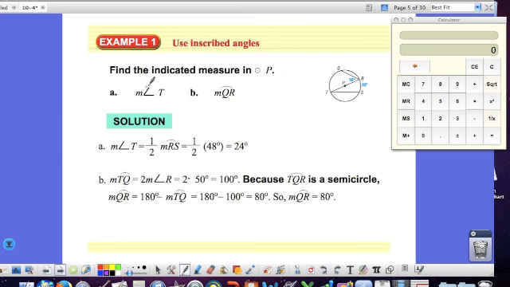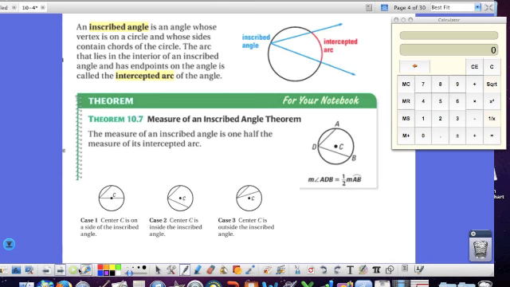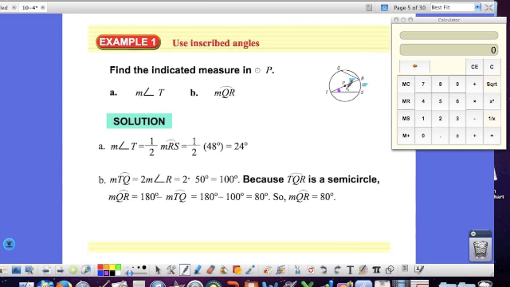So the measure of angle T is going to be 1/2 of this opposite arc, or this intercepted arc. See, using the vocabulary words from the prior lesson. So 1/2 of 48 is 24.